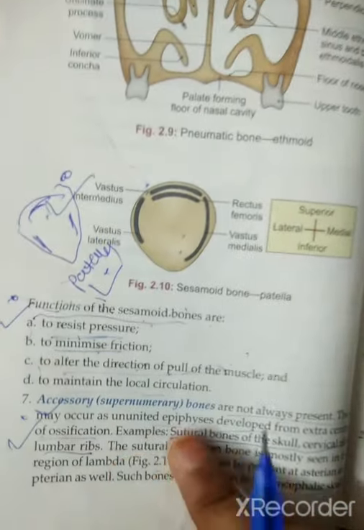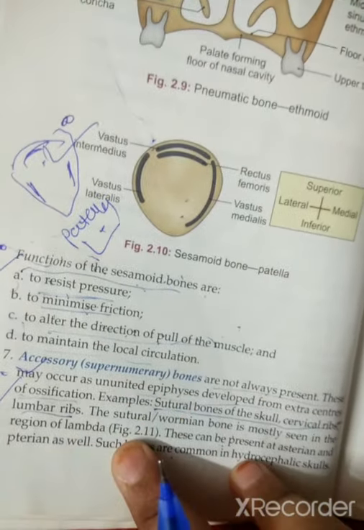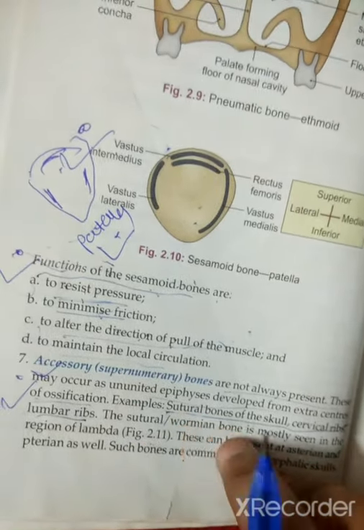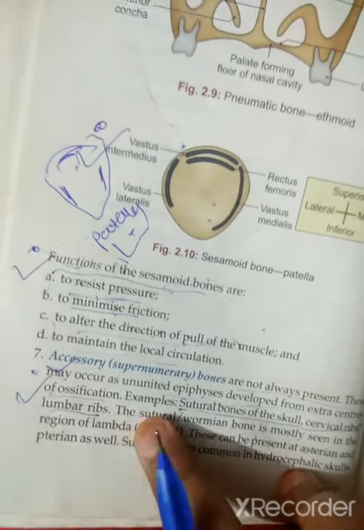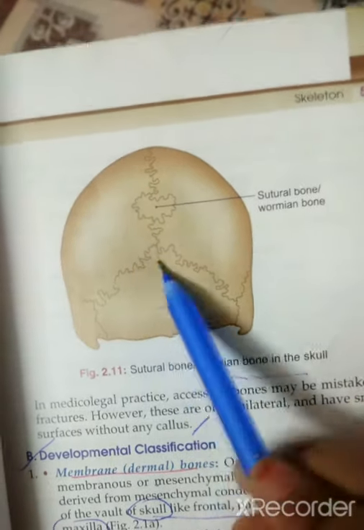Next is accessory bones, which are not always present. Just write this down. Examples are sutural bones of the skull, cervical ribs, and lumbar ribs. So this is the sutural bone, or we can say Wormian bone, in the skull.